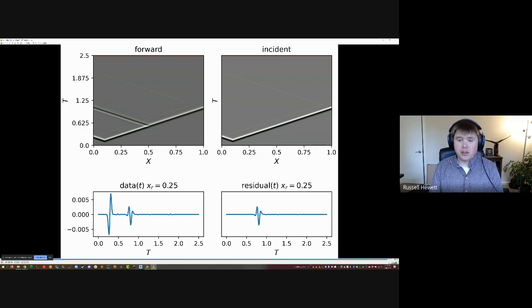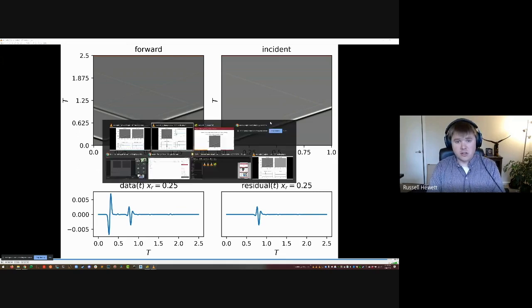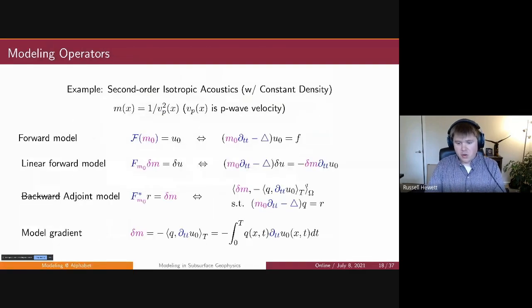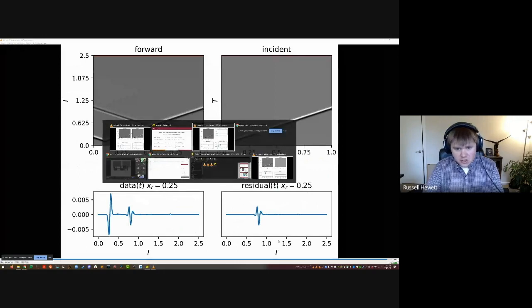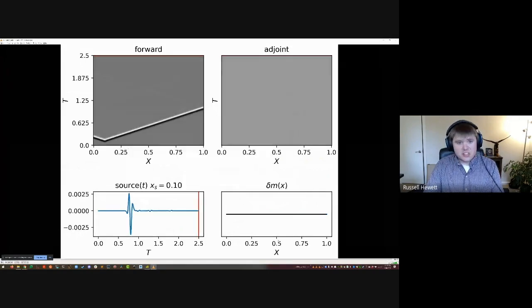And then I'm also going to need the incident field, the entire incident field, in order to reconstruct the perturbation. Because remember, we have this correlation between the adjoint field and the second time derivative of the incident field here. So let's go to this last video. So this is the adjoint problem.